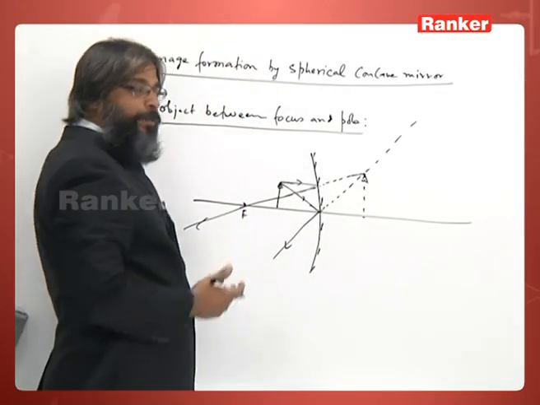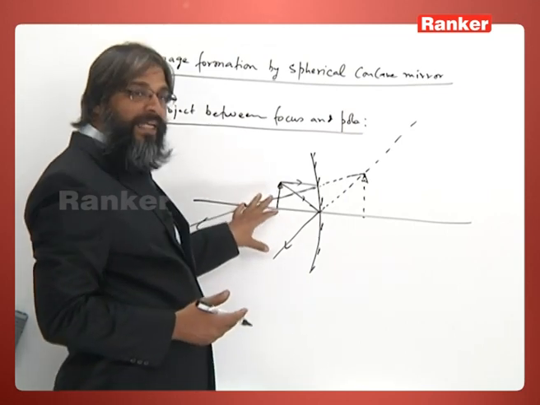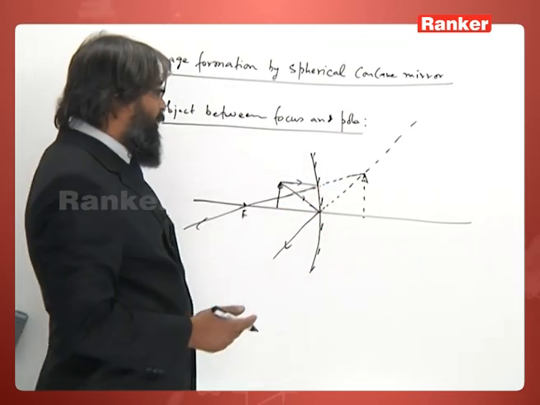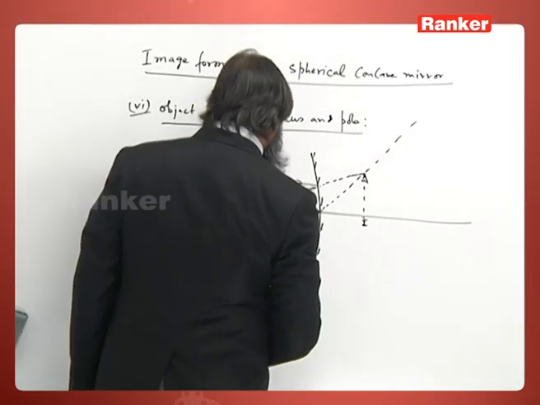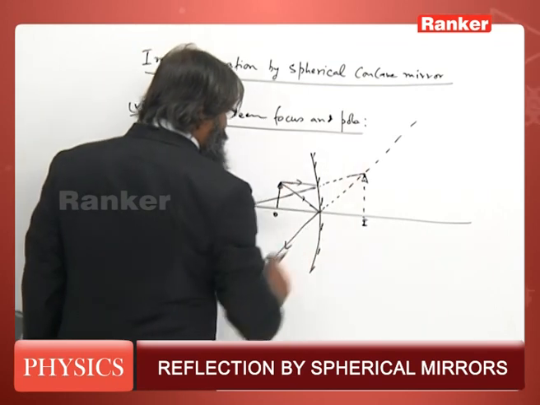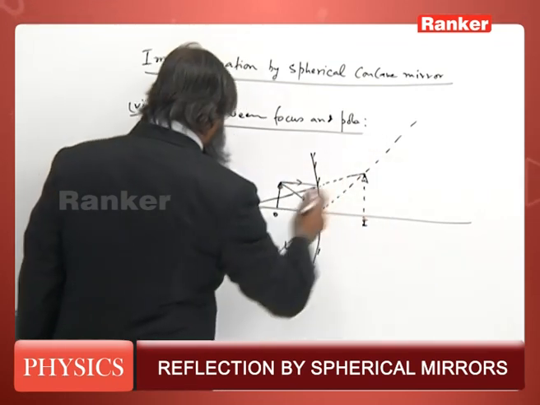All the images previously we have seen are real images. Now this image is a virtual image. This is the object and this is the image. This is a virtual image. It's a magnified virtual image formed on the other side.